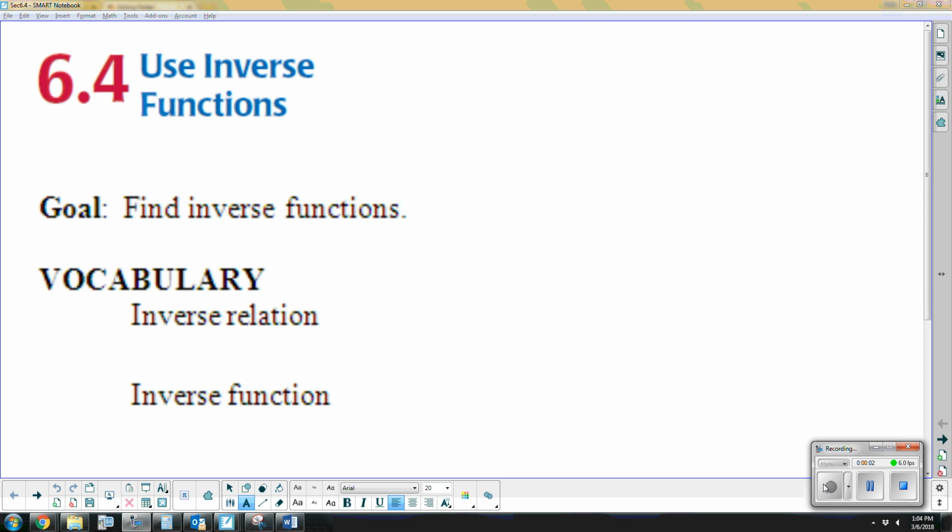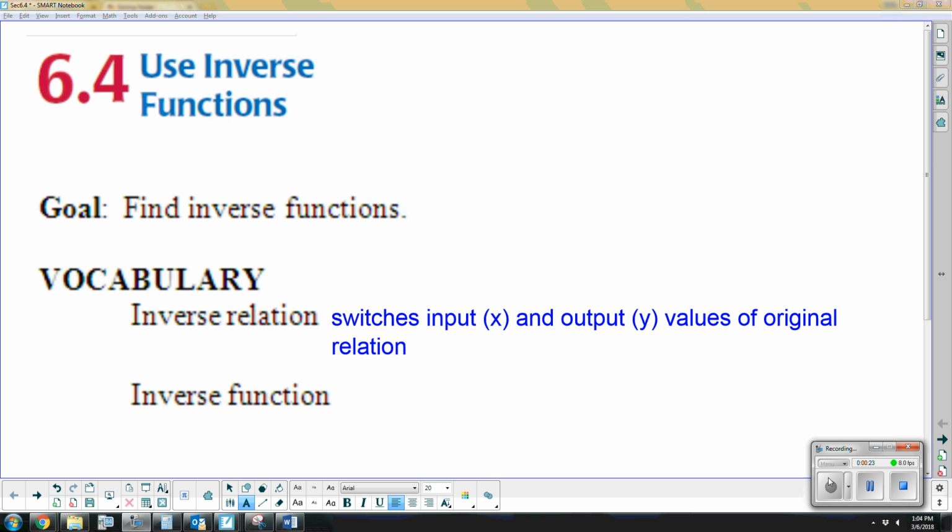Hi ladies, this is lesson 6.4, and in this lesson we're finding inverse functions. So we've got a couple definitions. The first one is inverse relation, and in an inverse relation we switch the input and output values of the original relation. So that's your x and your y values. And the second vocab term is inverse function. An inverse relation is an inverse function if the inverse relation and the original relation are functions.